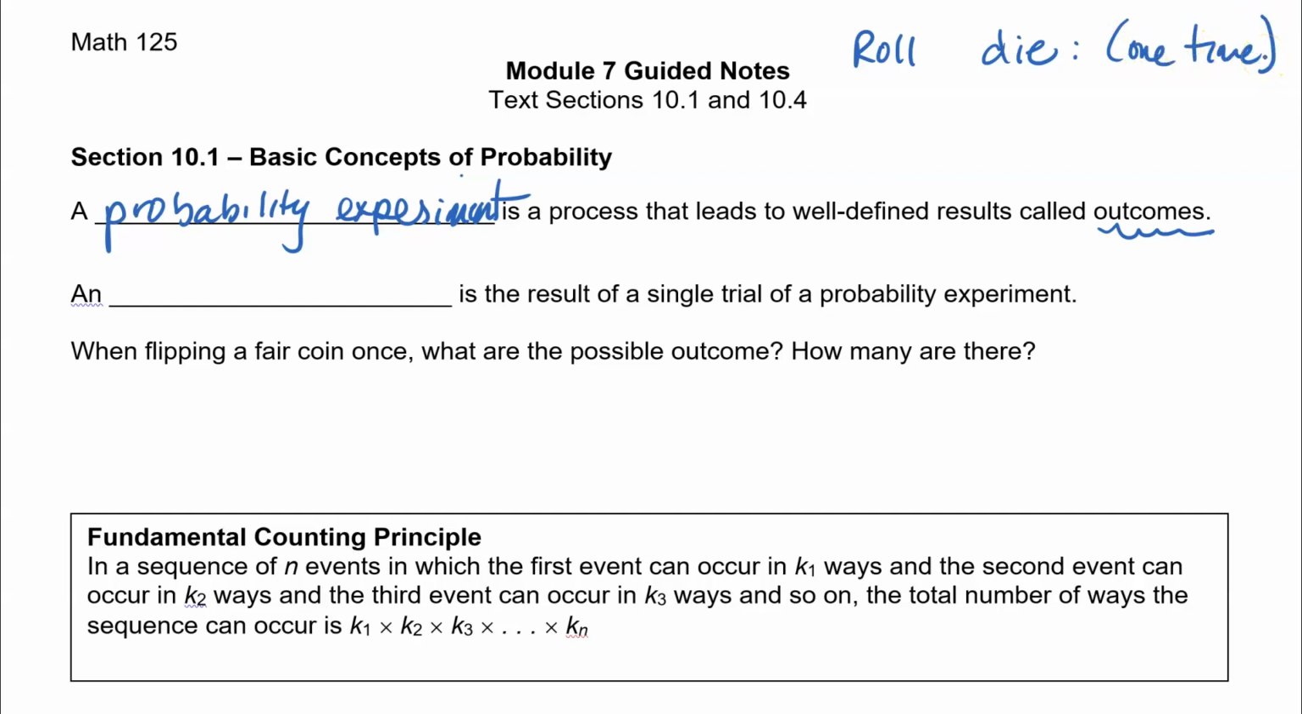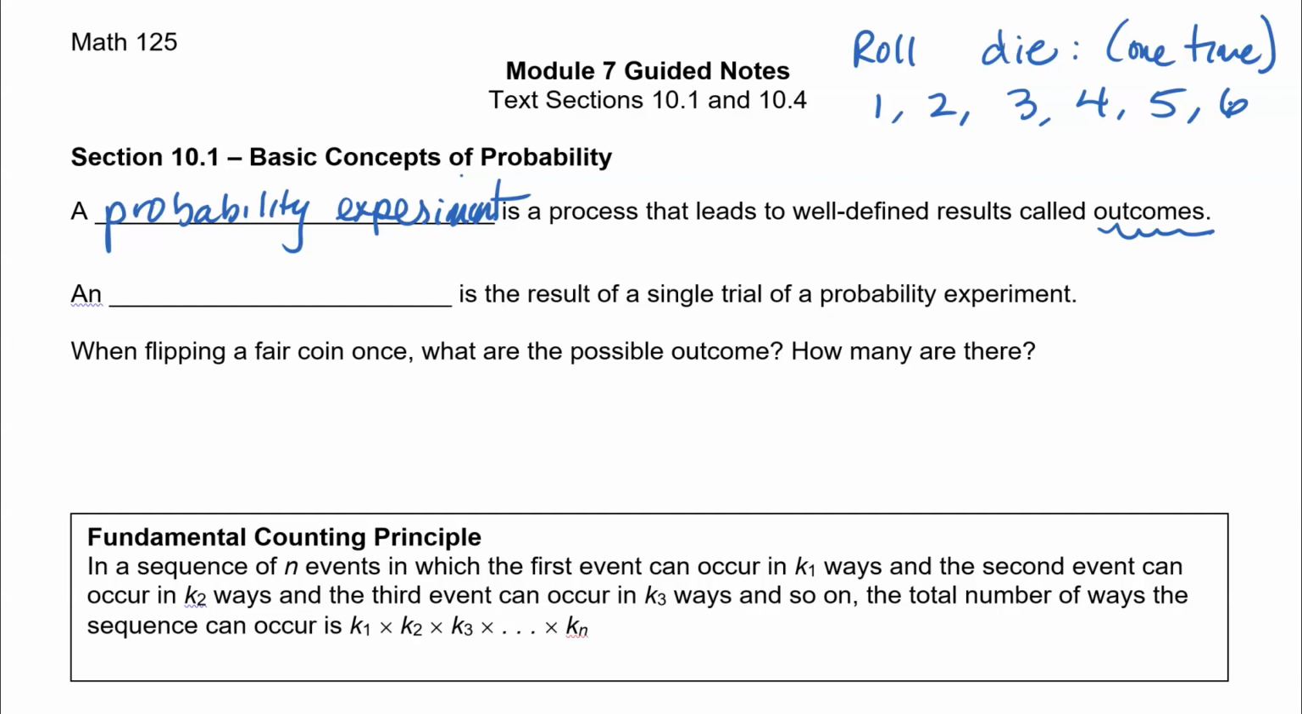There are 6 possible outcomes that could occur. So you could get a 1, you could get a 2, you could get a 3, you could get a 4, you could get a 5, you could get a 6. Those are the possibilities. So rolling a die one time would be considered a probability experiment, and you're going to get an outcome when you roll. That outcome might be you roll a 3, for example.